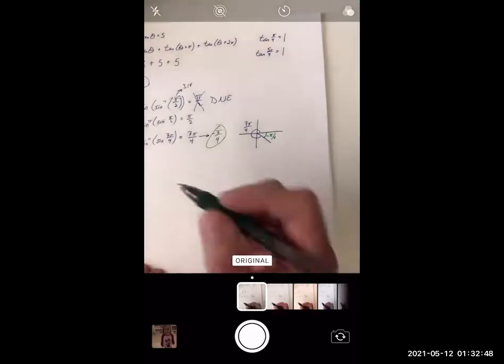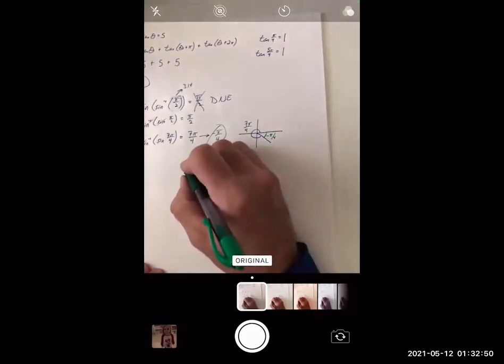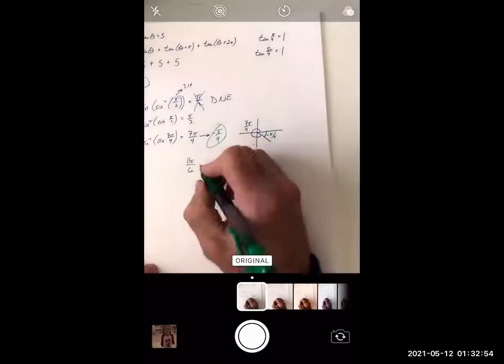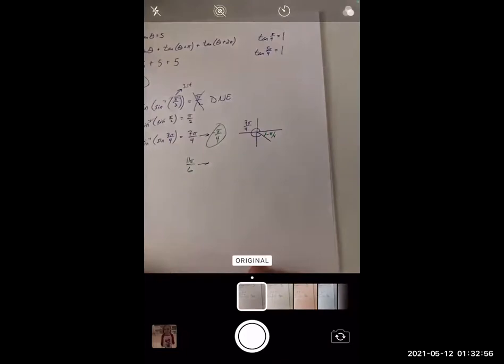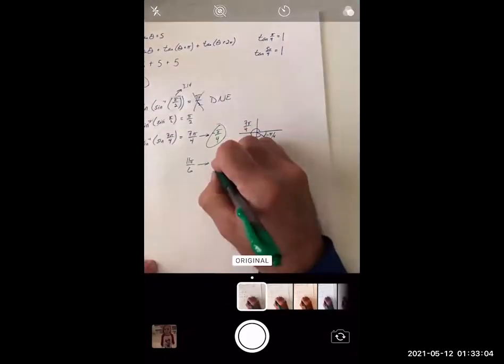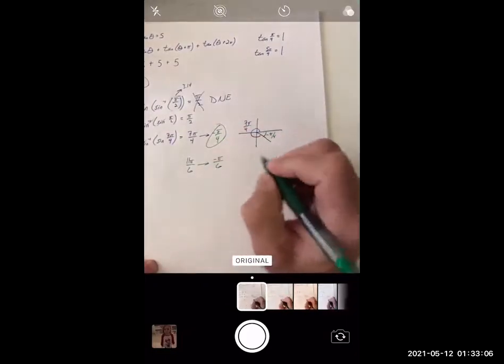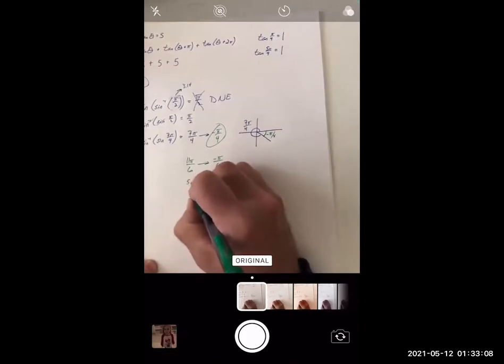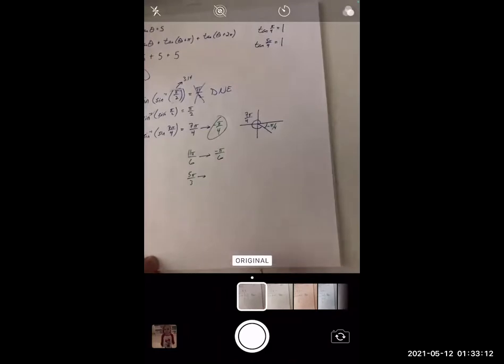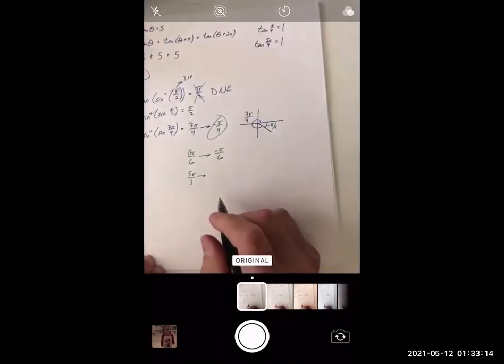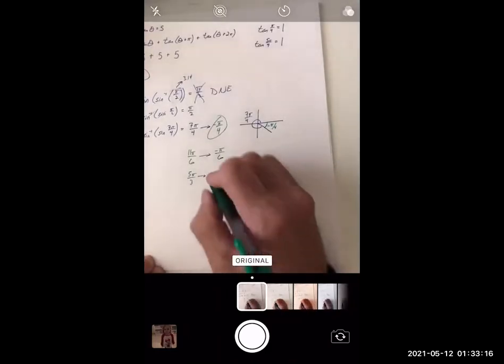So if it was 11 pi over 6, what angle would you give as an answer? Negative pi over 6. Yeah. And if it was 5 pi over 3, that would convert into negative pi over 3. Yeah.